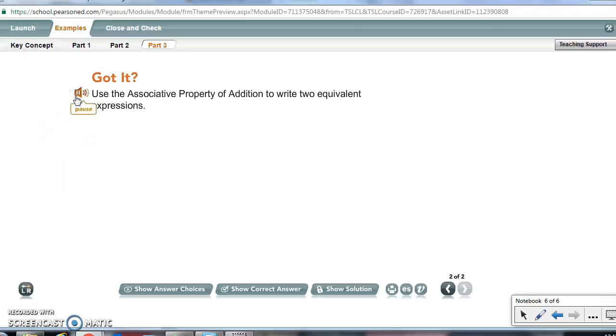Use the associative property to write two equivalent expressions. So they want you to come up with your own letters and numbers and write one expression and then write the equivalent of that using the associative property of addition. Go and write that in your notes and then go ahead and move on.